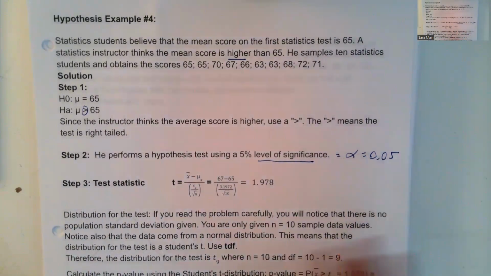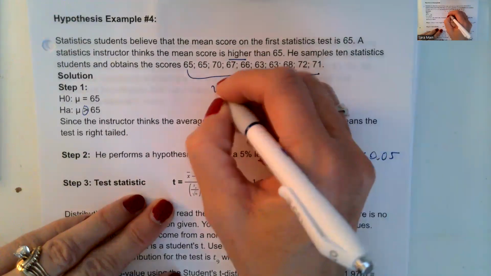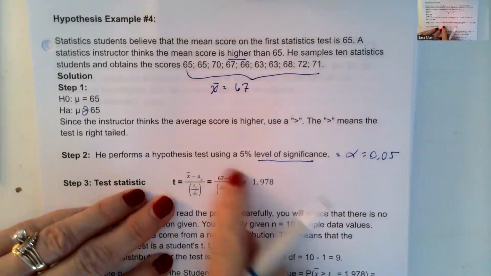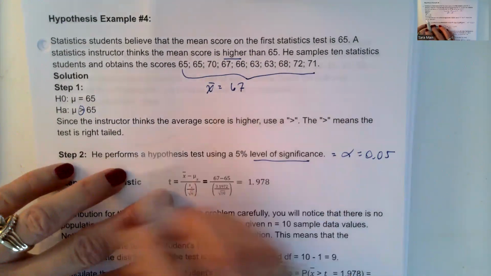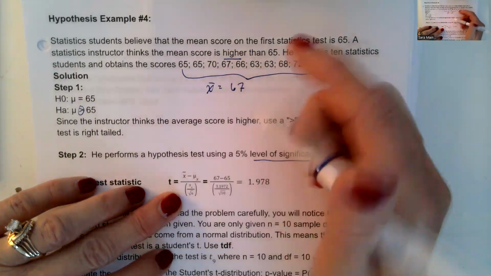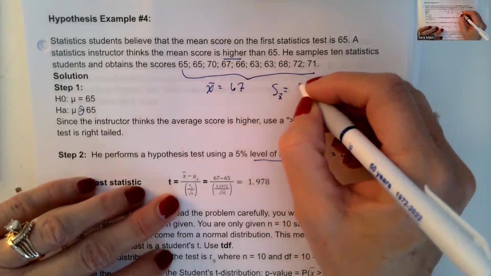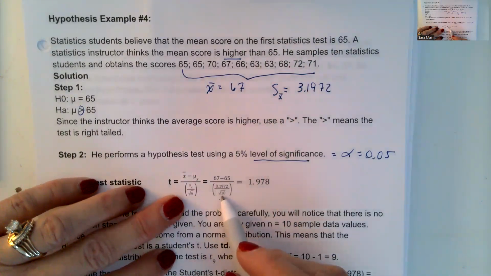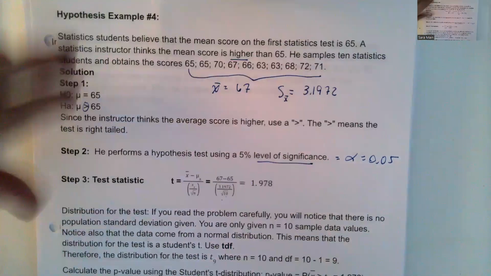The test statistic: they took the sample and found the sample mean to be 67. So we put that into our t-score here, subtracting what they think is true, 65, divided by the standard deviation. Also done in Desmos, the standard deviation of the sample means is 3.1972, and then they divided by the sample size of 10. And so our test statistic is 1.978.